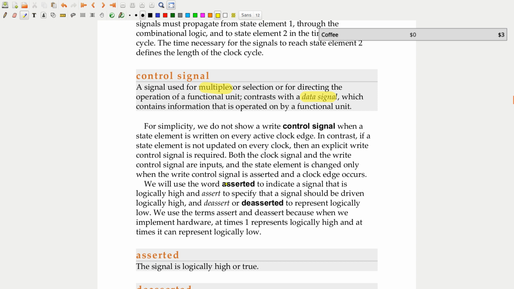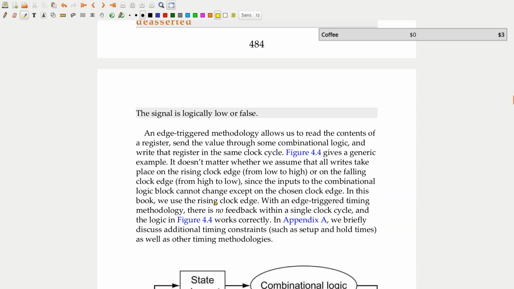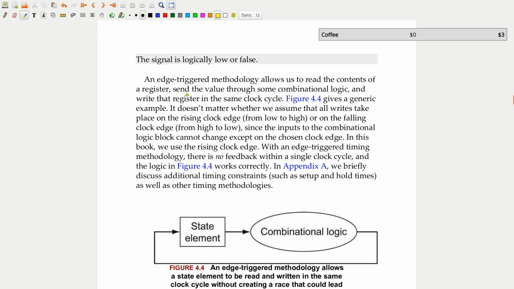So typically we use the word asserted to indicate that something is logically high or a 1. And we'll say deasserted to represent logically 0 or low. An edge-triggered methodology allows us to read the contents of a register, send the value through some combinational logic, and write the register in the same clock cycle. Figure 4.4 gives a generic example.